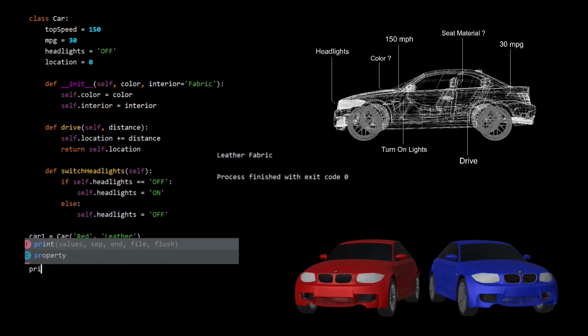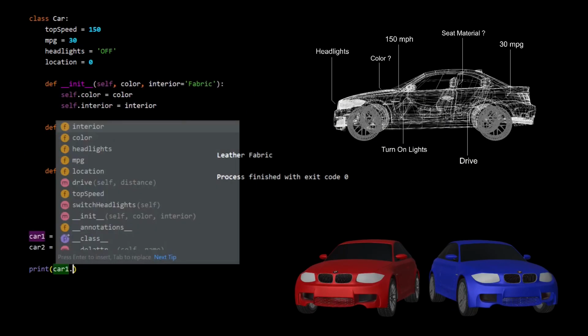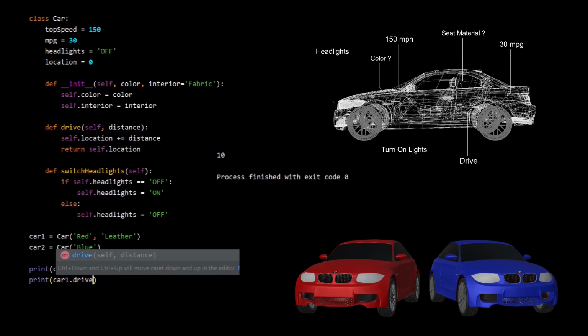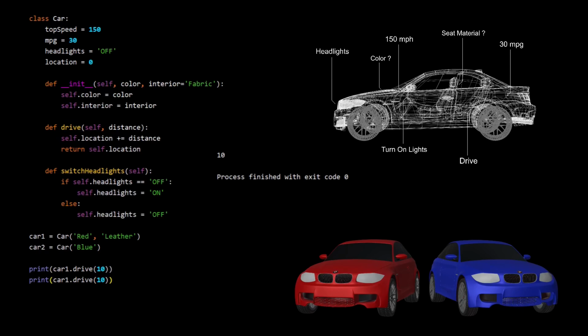Let's talk about the drive method. It is returning the current location of the car every time we drive a certain amount of miles. So if I drive 10 miles, then I should be able to print 10. If I drive another 10 miles after that, then the next line should print 20. Now, what happens if I directly update the location of the car between these two statements?